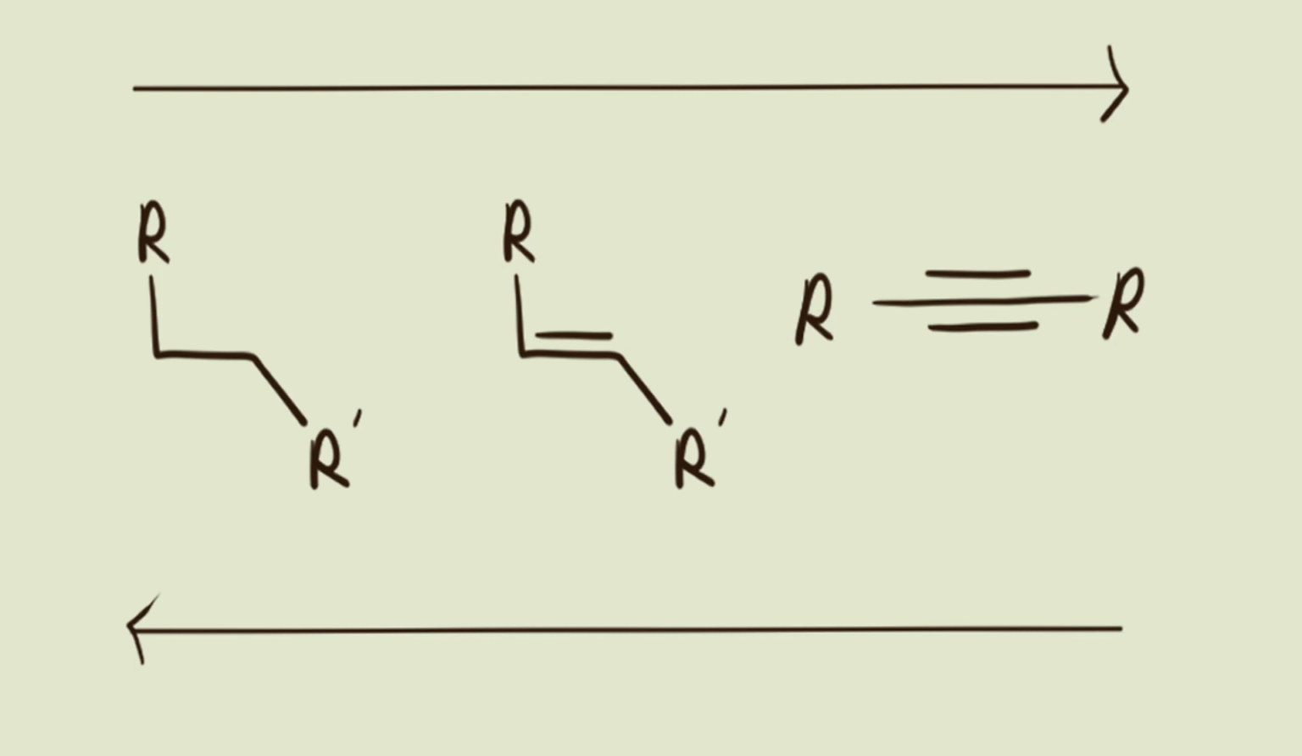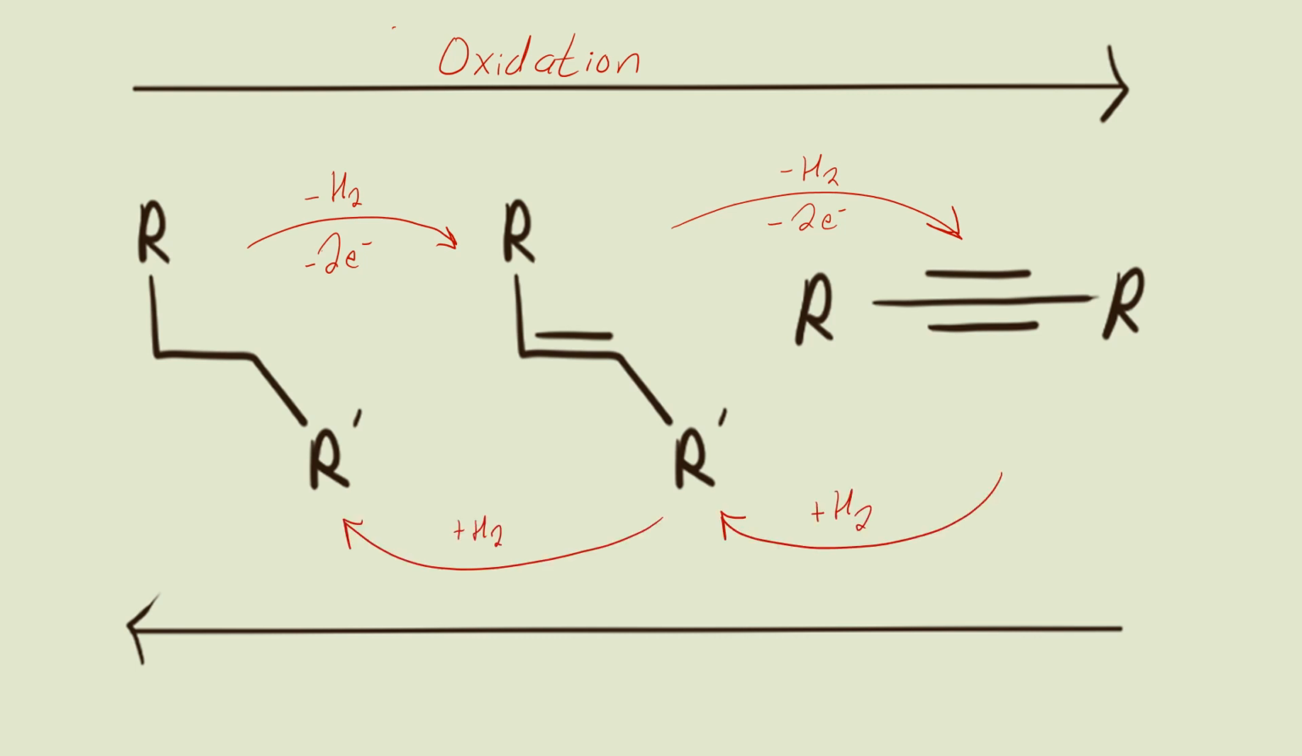As you move from left to right, the number of hydrogen bonds is decreasing. You could also say that as you move from left to right, you're losing 2 electrons. This is oxidation. As you go to the left, more hydrogens are being added. You can also say more electrons are being added. This is reduction.